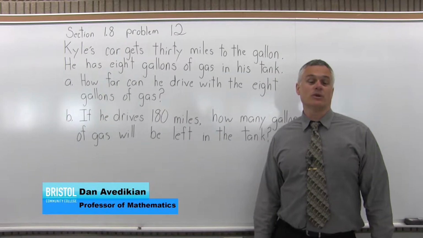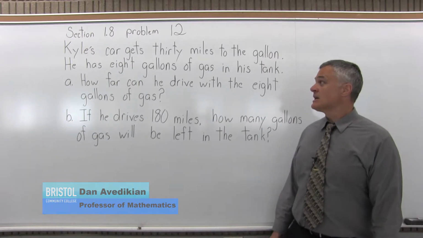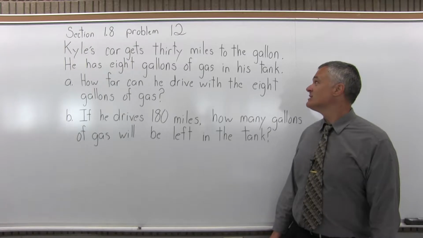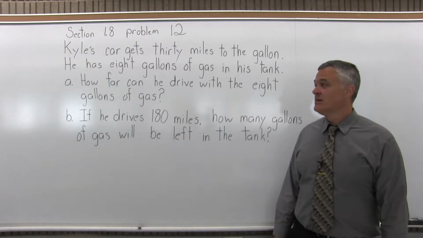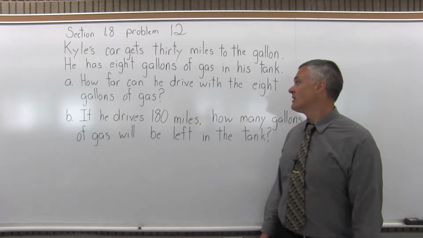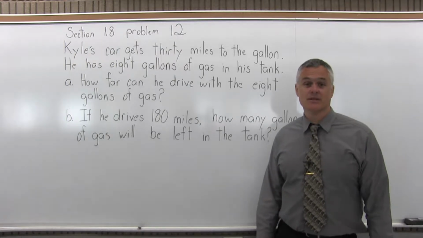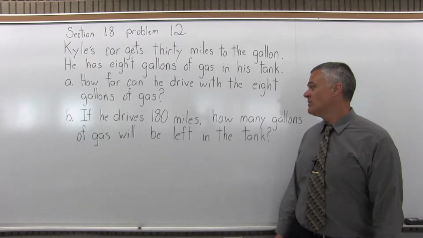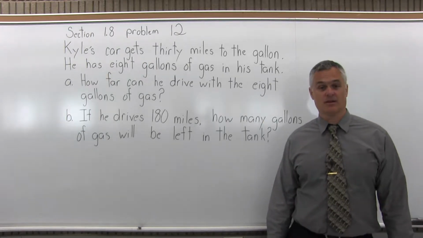This is Section 1.8, Problem 12. It says Kyle's car gets 30 miles to the gallon. He has 8 gallons of gas in his tank. Part A asks how far can he drive with the 8 gallons of gas? And then B says if he drives 180 miles, how many gallons of gas will be left in the tank?